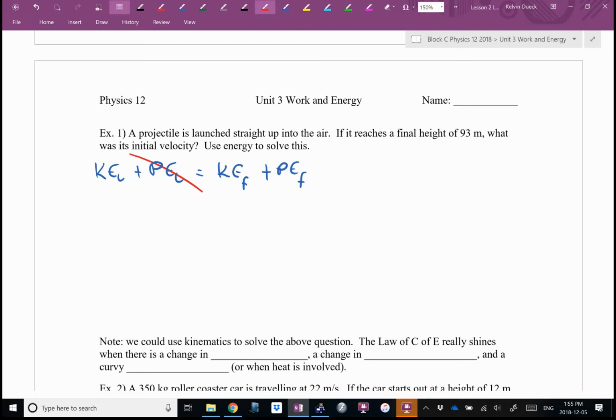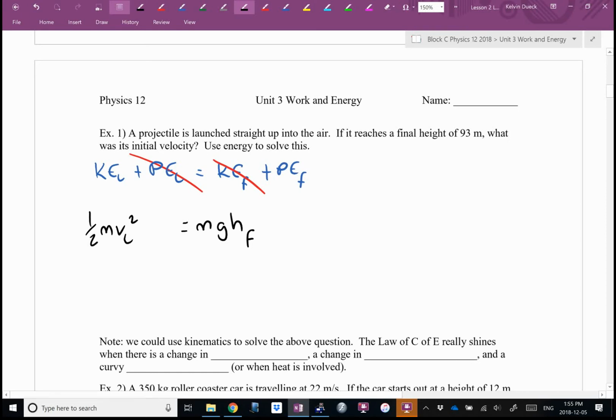What about kinetic energy? Are any of those 0? I think at the top for a split second, yes? And so now I can say a half m v initial squared equals m g h final.